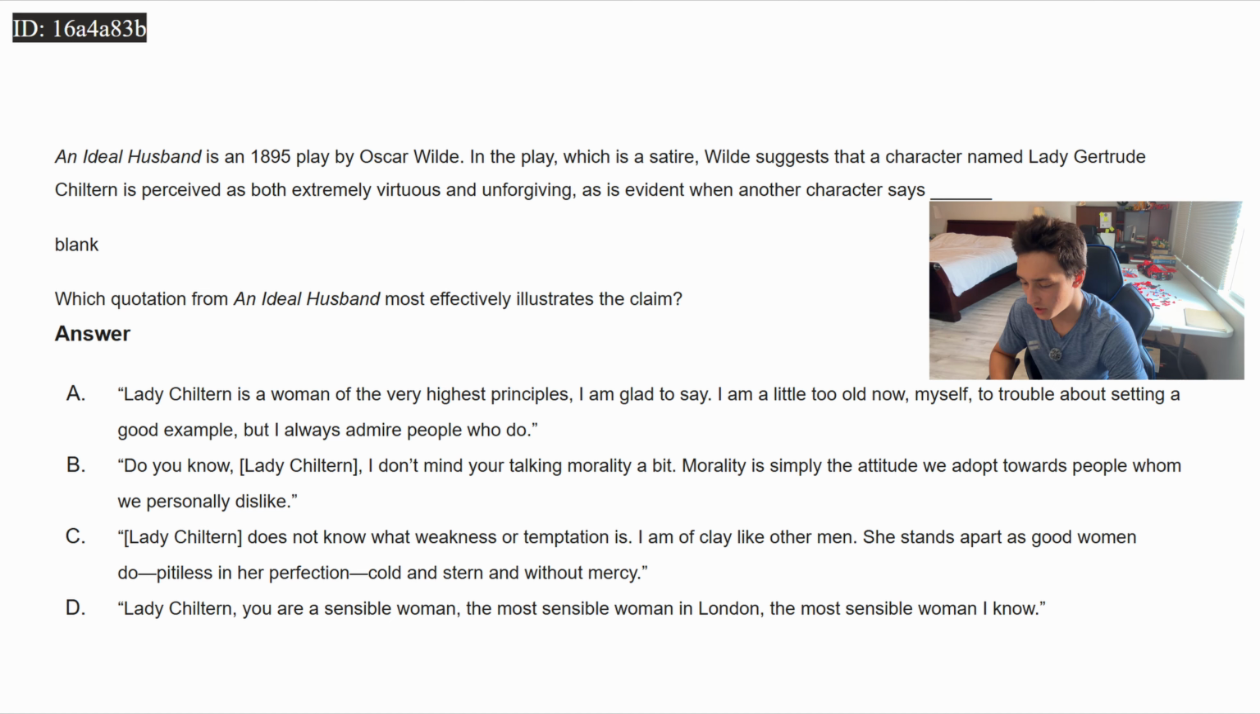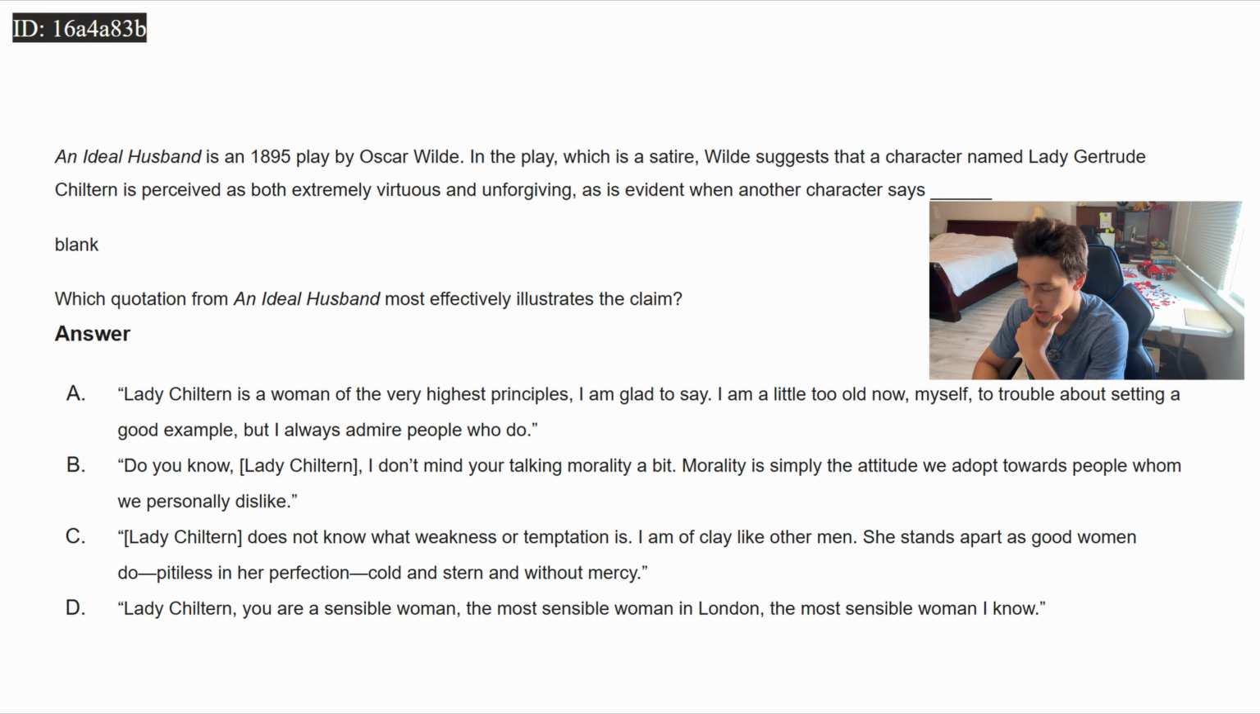Do you know, Lady Chiltern, I don't mind your talking morality a bit. Morality is simply the attitude we adopt towards people whom we personally dislike. So that's kind of talking about morality, and it mentions Lady Chiltern, but it's also not really showing me the unforgiving aspect.